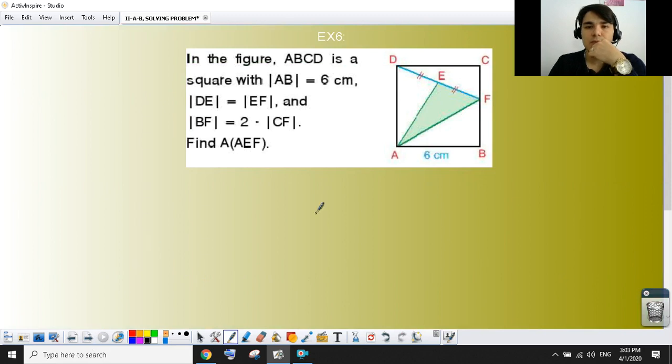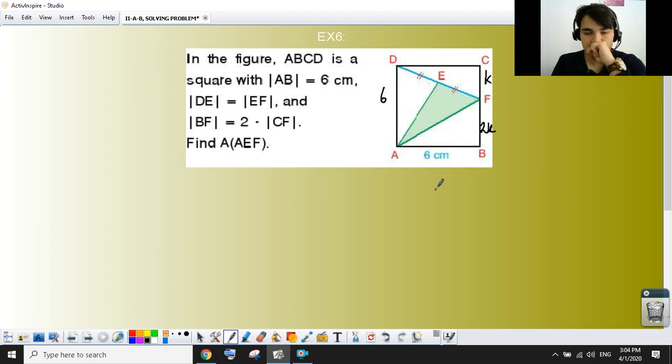For example 6, we have a square. All sides are equal, right? And the length of BF is 2 times greater than the length of CF. So if CF is K, BF will be 2K, right? So what is the length of AD? 3K, which is 6.